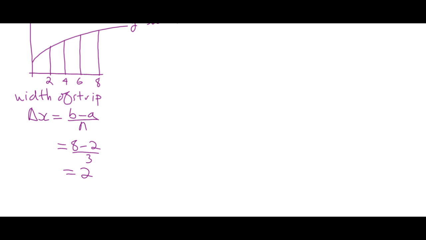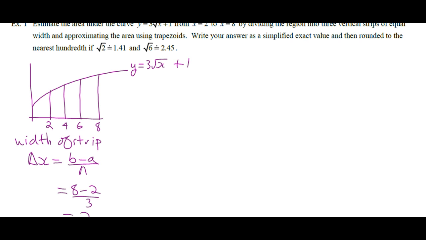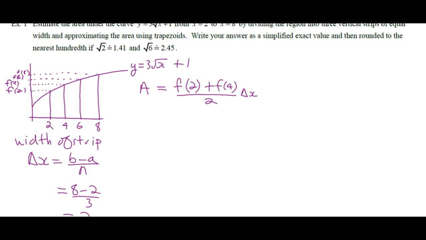All right, so if we look at the area, then we need to know how high this is. We call this f of 2. So we'll need f of 2, f of 4, f of 6, and f of 8. So using the formula for the area of a trapezoid, the area is equal to f of 2, that's b1, plus f of 4, that's b2, divided by 2, that's the one half, and then times the height, which is delta x.